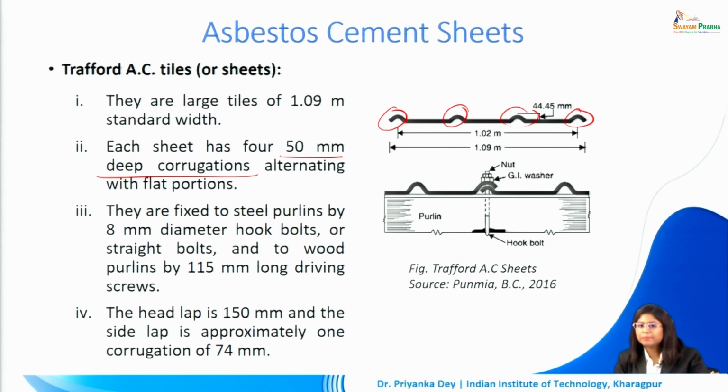Now the head lap is 150 mm again, and the side lap is approximately 1 corrugation or 7.4 mm, as opposed to in the previous example we were going for 1.5 corrugations or approximately 100 mm gap. In case of the Trafford AC sheet, we will reduce the overlap on the side because the interlocking mechanism in this type of sheet is better.